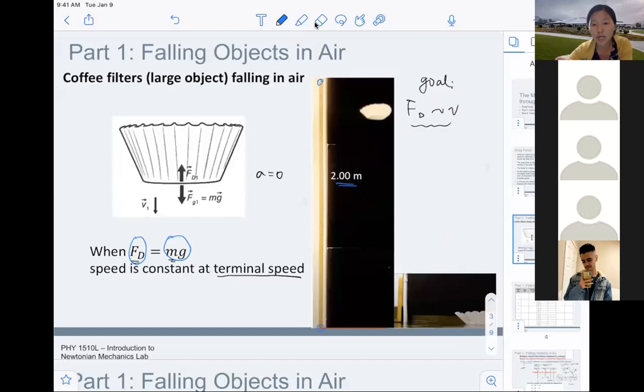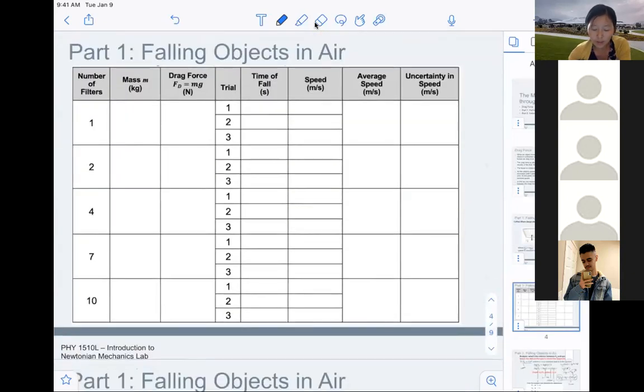So you can just use your stopwatch to time the time it takes, and use the height divided by the time, you can figure out its velocity. Okay, so that's what we are going to do.